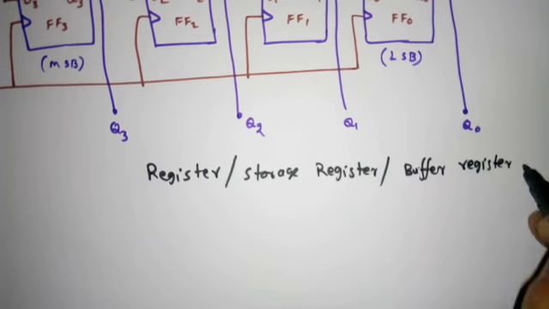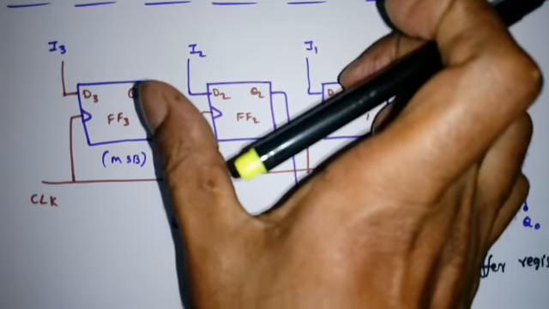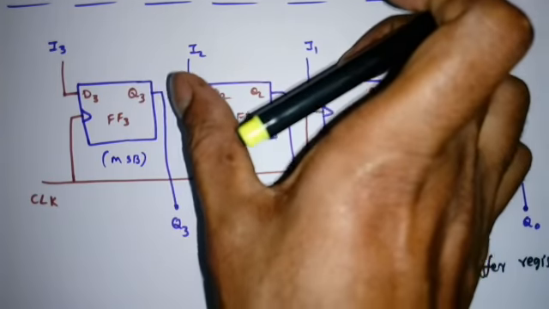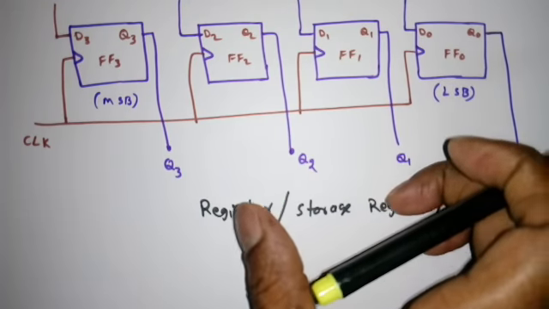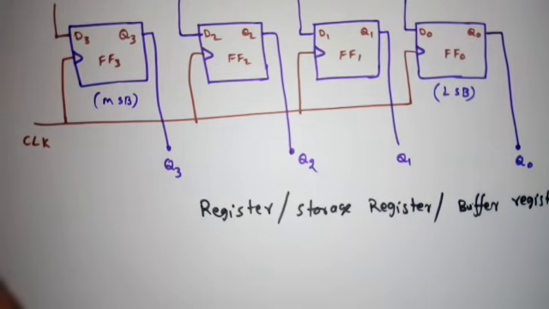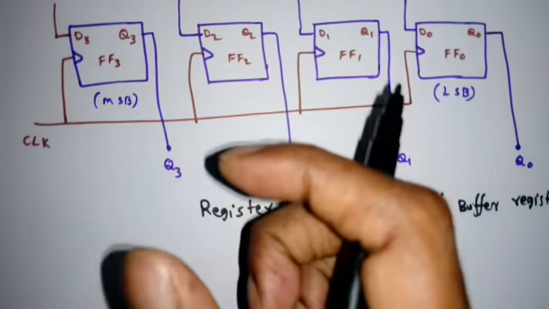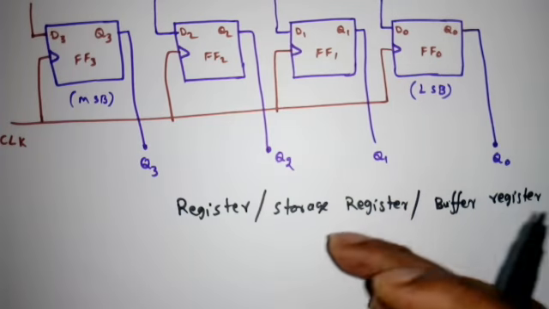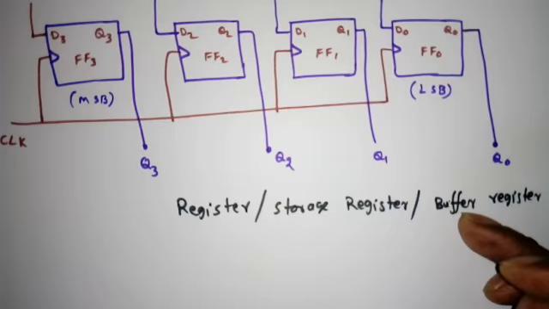What is happening here is, the moment we apply the clock, the data available at the input of the register is transferred to the output. So it is simply a normal register. What we discussed in the previous lectures, that is a simple register, right? Or we can say by other names, storage register or buffer register.